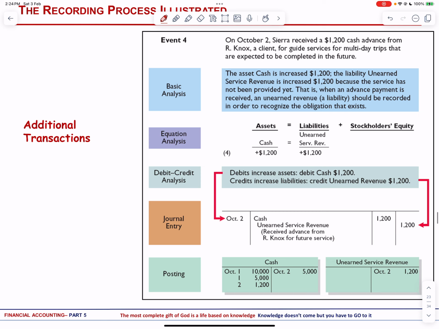Then they have received 1,200 cash in advance, and we have a general entry: cash is debit and unearned revenue is credit. So cash is debit by 1,200. You can see the other recordings are from the previous transactions. And now we have unearned revenue, that is credit, and is recorded on the credit side.